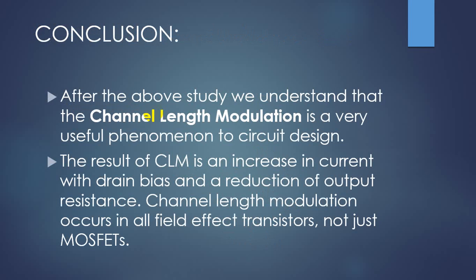Finally, conclusion. After the above study, we understand that channel length modulation is a very useful phenomenon to design a circuit. The result of channel length modulation is an increase in current with drain bias and a reduction of the output resistance. Channel length modulation occurs in all field effect transistors, not just MOSFET.